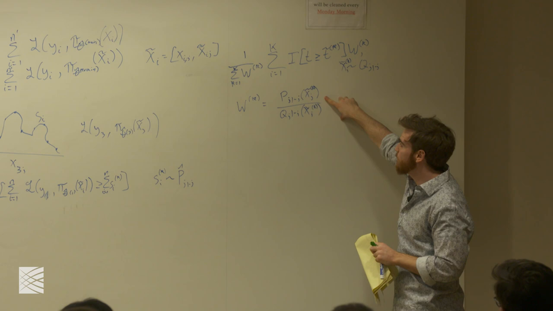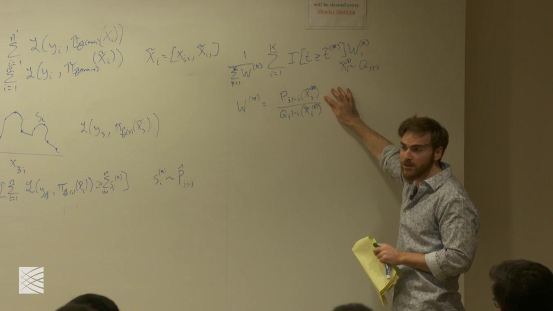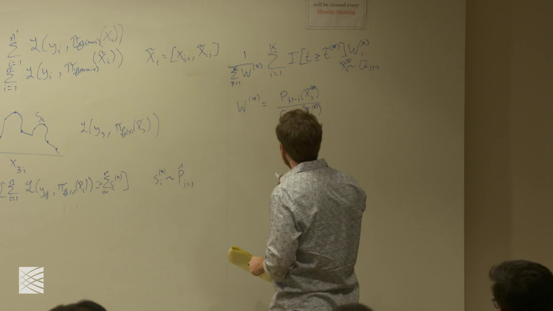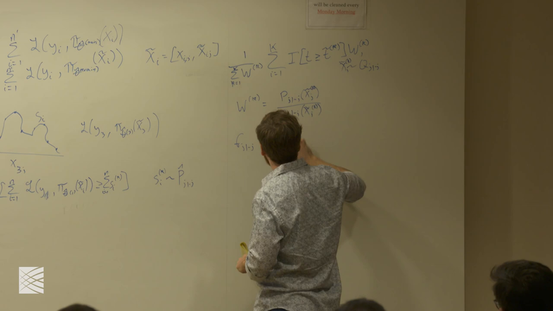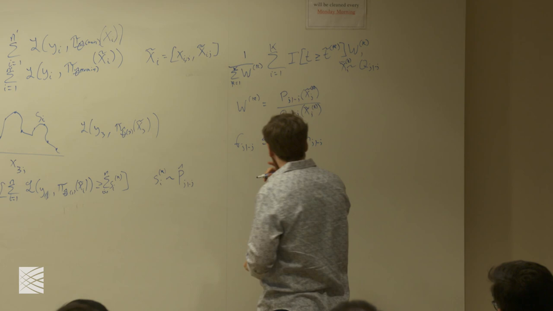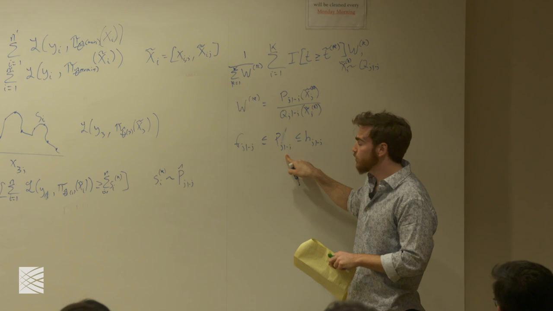Okay, but I haven't really helped us at all, because now I just have to multiply by the true weight, which we don't have to begin with. So instead, imagine that instead of having the truth, I have some bounds, where for every single value of xj, f is a lower bound to that true probability. And for every single value of xj, h is an upper bound to that probability.